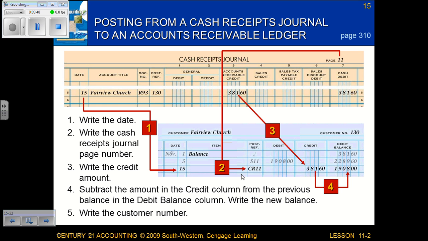We do want to go back up and write the customer number 130 back up here into our post reference on our cash receipts journal. Two reasons again why we do that. One, in case we have a question of where that information went, we can go to ledger page 130 and find it. And two, if we stop in the middle to do something else or get distracted, we know exactly where we left off. So be sure you put in the post reference numbers as you work through the problems.